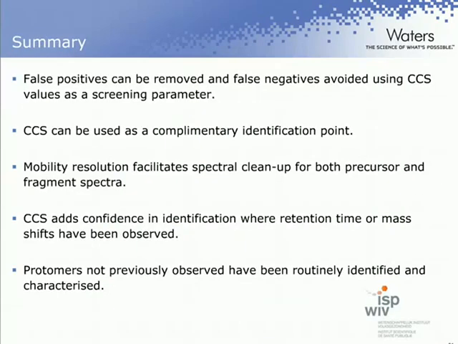So finally, to summarize, we've shown false positives can be removed and false negatives avoided using CCS values as a screening parameter. CCS can be used as a complementary identification point, and mobility resolution facilitates spectral cleanup for precursor ion fragmentation spectra. And so CCS adds confidence in the identification where retention time or mass shifts have been observed. And also we've shown uniquely that protomers that have never been observed before have been routinely identified and characterized.